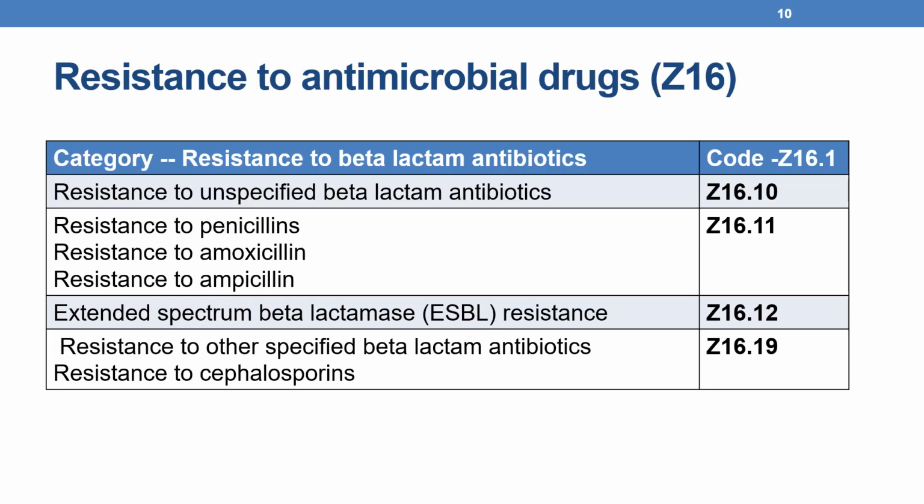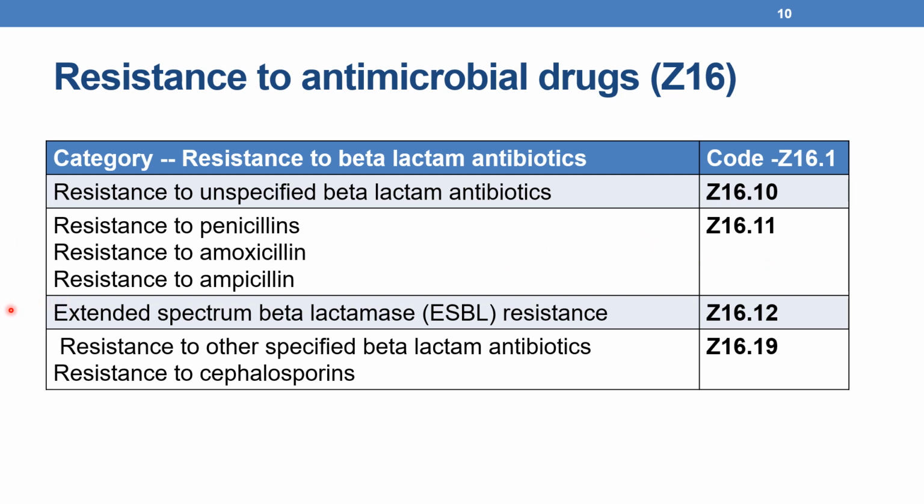Now coming to Z16 category that deals with resistance to antimicrobial drugs. This will be discussed in chapter 1. So first coming to subcategory Z16.1. The first code is Z16.10. It indicates resistance to unspecified beta-lactam antibiotics. The next is resistance to penicillin, resistance to amoxicillin or ampicillin. Whenever the physician documents any of these, the code is Z16.11.